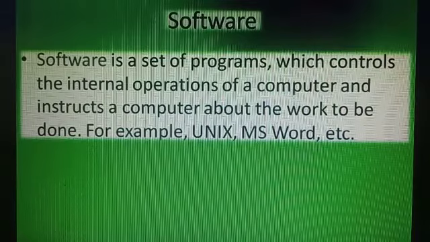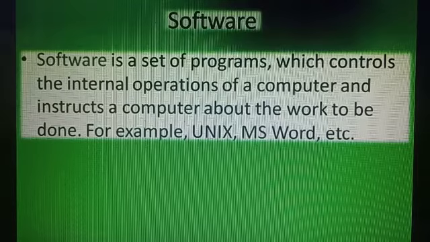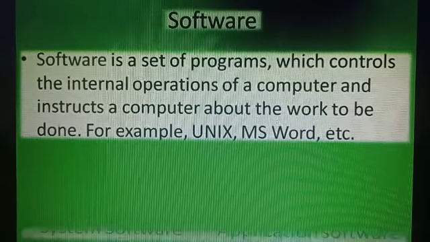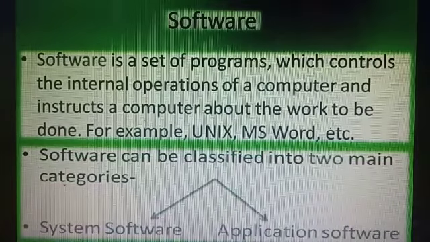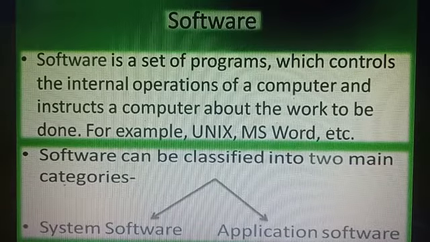Software. Software is a set of programs which controls the internal operation of a computer and instructs a computer about the work to be done. For example, Unix, MS Word, etc. Software can be classified into two main categories. What are they? System software and application software.